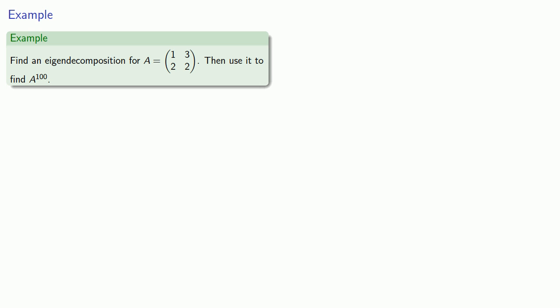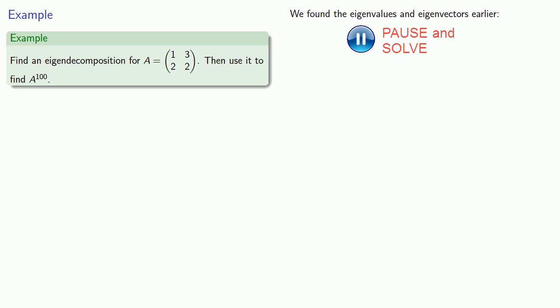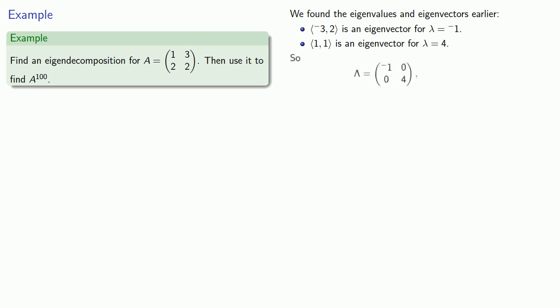That's quite a bit to digest, so let's take a look at an example. Let's take our matrix 1, 3, 2, 2. We'll find an eigen decomposition, and then to motivate all of this work, we'll find A to the power 100. So previously we found the eigenvalues and the eigenvectors for this matrix, and so our matrix lambda is going to be the diagonal matrix whose entries are the eigenvalues -1 and 4, and V is going to be the matrix whose columns correspond to the eigenvectors for -1 and 4.